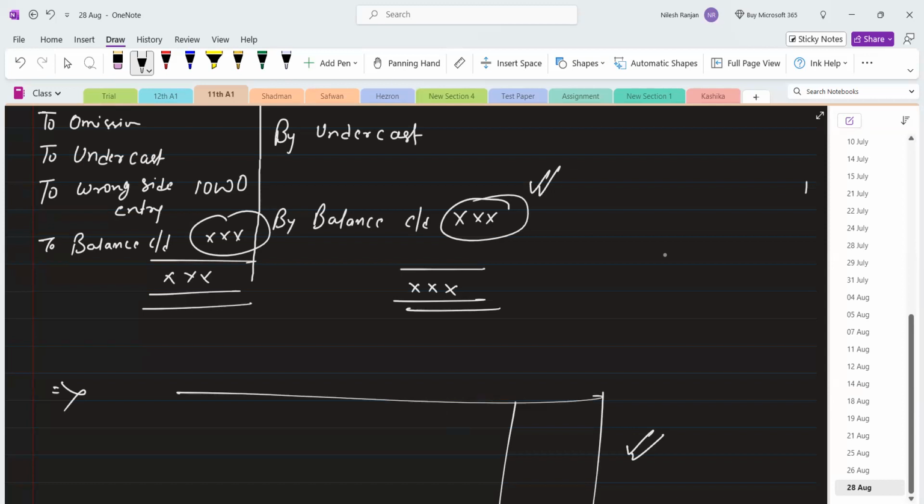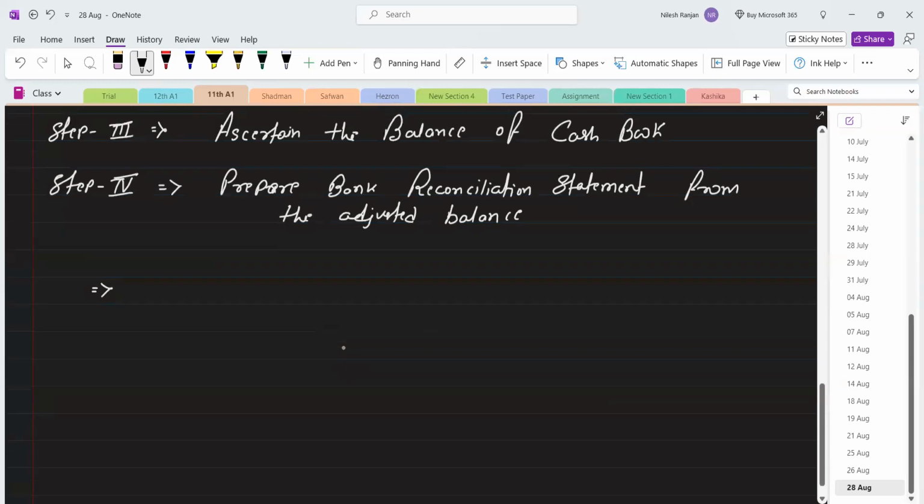Tell me, Abdullah. Not debit or credit. I'm asking, just tell me in which account or statement it will go, in cash book or bank reconciliation statement, where will it go? Cash book. Now the thing is, it will go in bank reconciliation statement only.